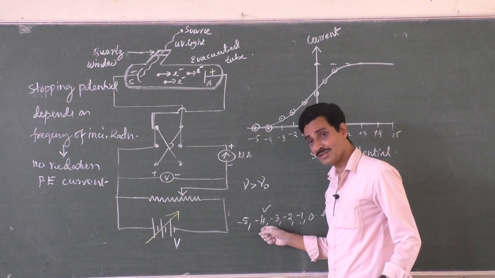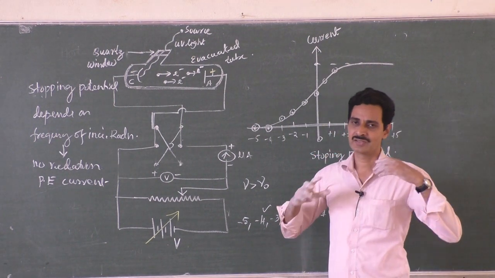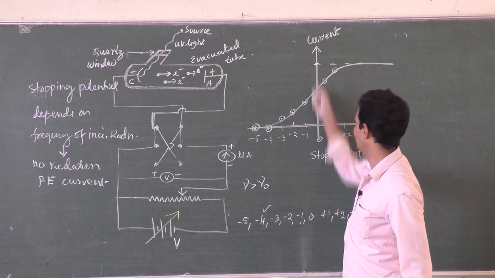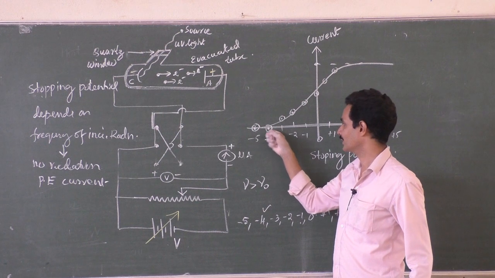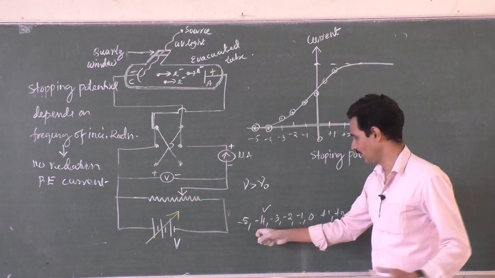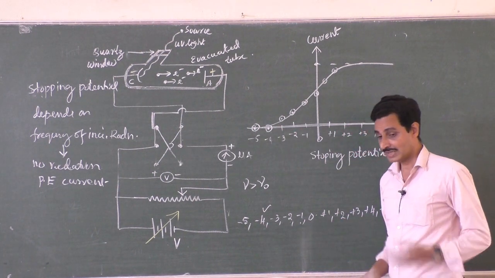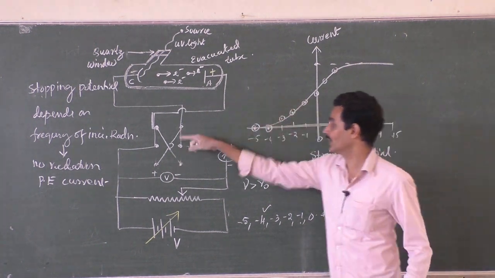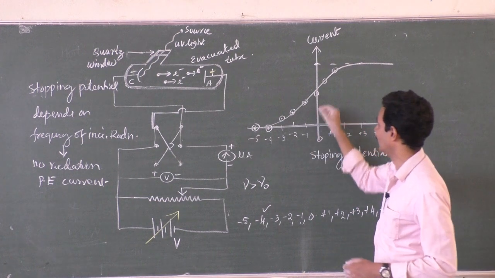When the stopping voltage is strong enough, it was able to stop all the electrons. Photoelectric current collapsed to 0. But when the stopping potential is made weaker and weaker, -4, -2, -1, some of the electrons will be successful in reaching the anode. That gave you the photoelectric current.